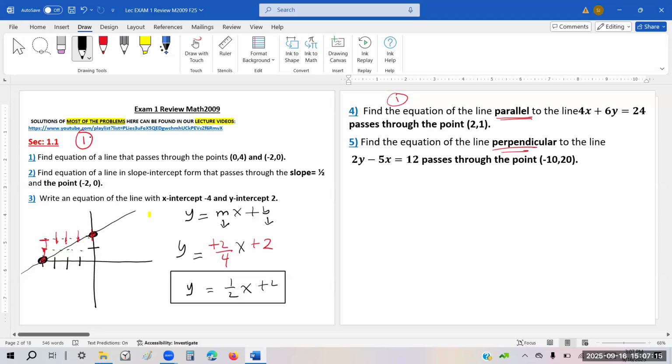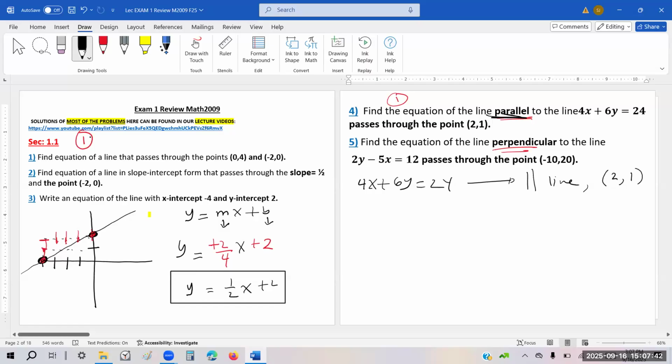Now from 4 and 5, which one do you want me to go over? Parallel or perpendicular? 4, parallel? Okay. So it says we are given a line, 4x plus 6y equals 24. Find its parallel line. That parallel line goes through the point (2, 1).